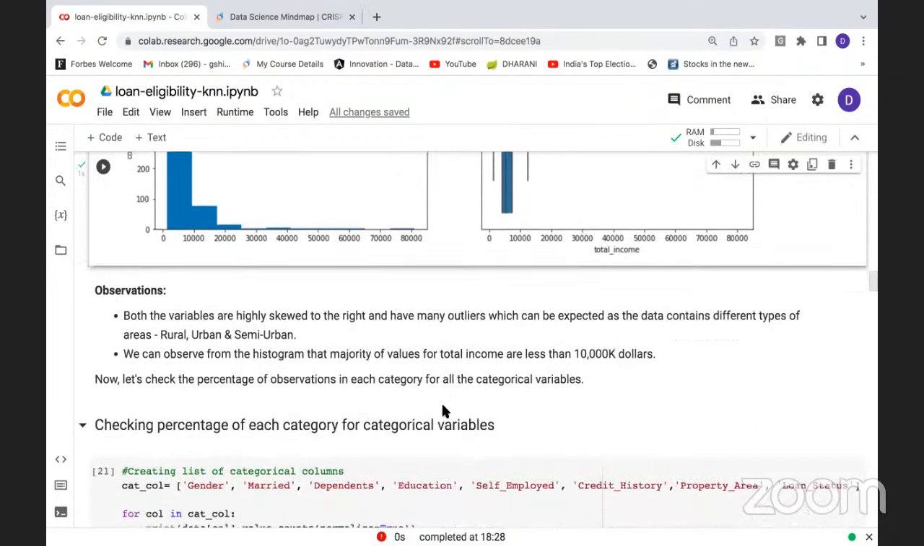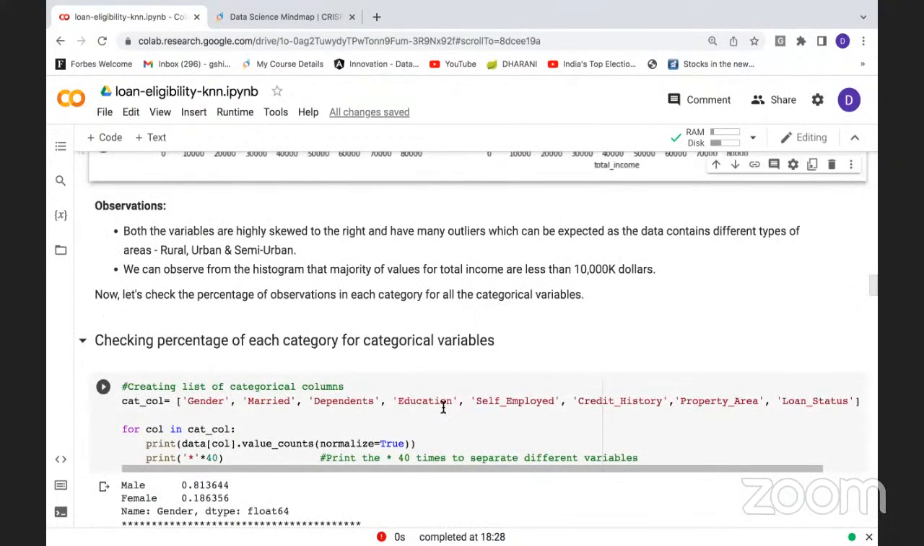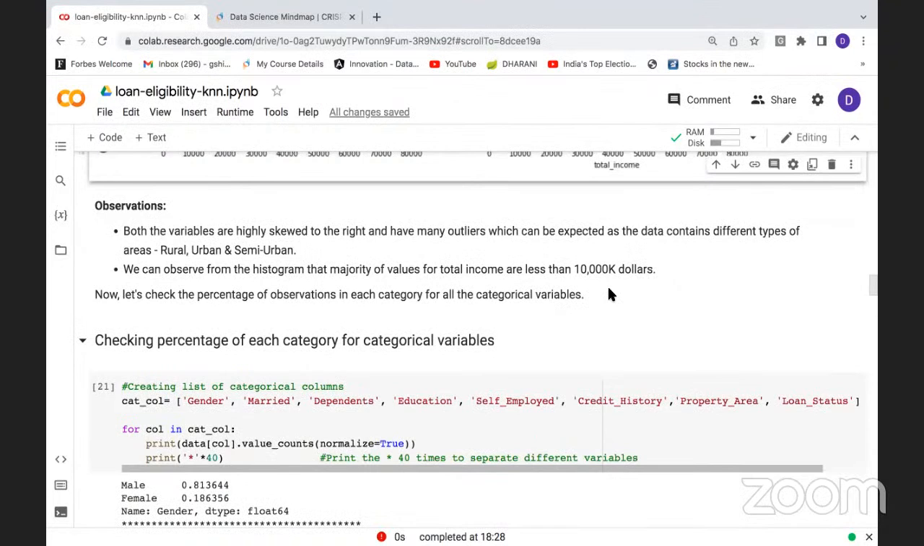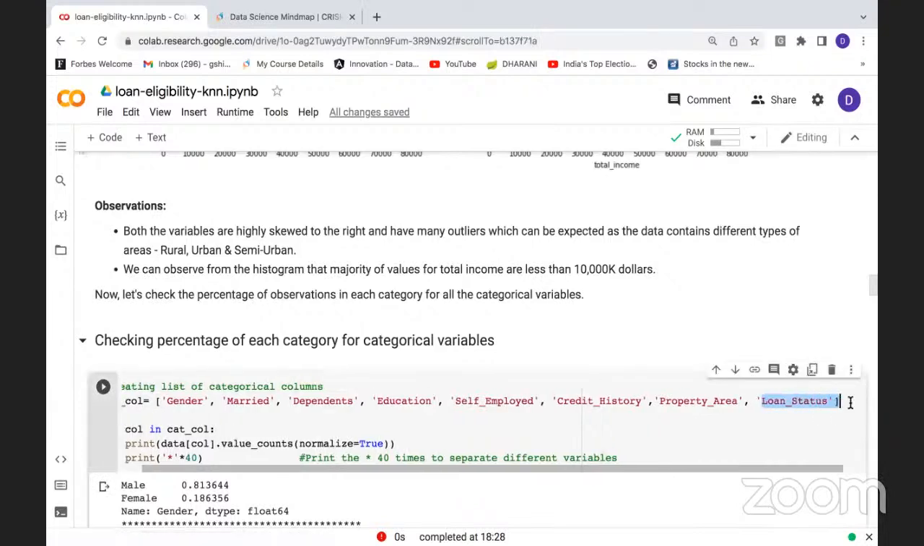Okay. So what we can do now, we have to work with categorical variables. Most of them are categorical only: gender, married, dependents, education, self-employed, credit history, property area, loan status. Loan status is your output column. The rest of them are your input columns.